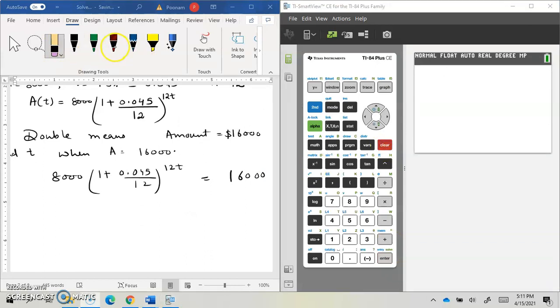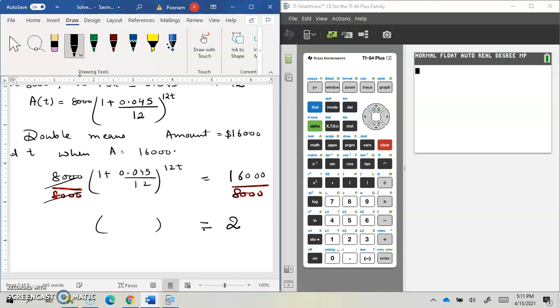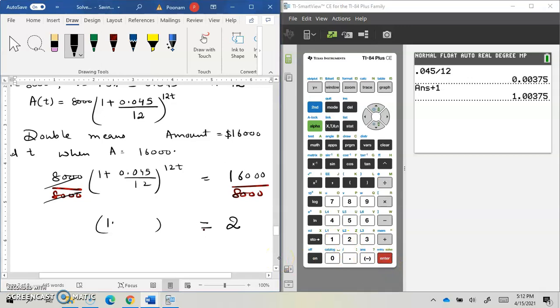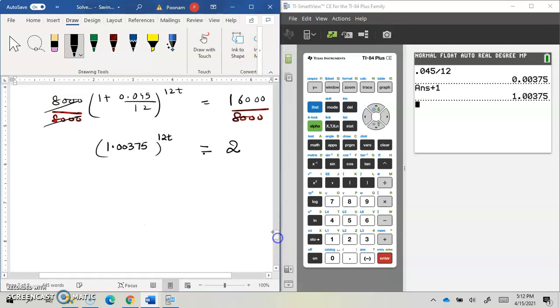So the first step is to divide both sides by 8,000. When I divide both sides by 8,000, the right hand side will become 2, and on the left hand side this will cancel. Inside, let's just calculate that to make our life easier: divide by 12, plus 1. So we have 1.00375 raised to the power 12t. Now this is a form of exponential equation, but we cannot make the bases the same on both sides, right? What do we do then?